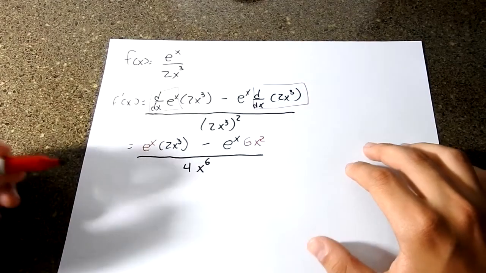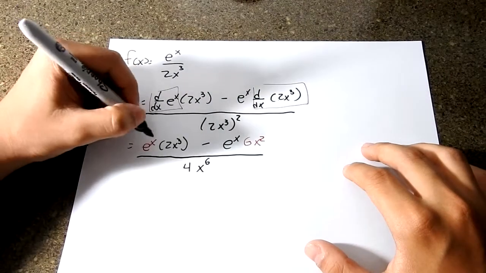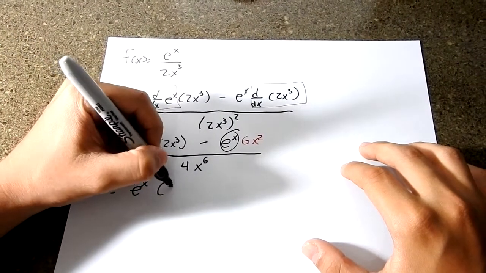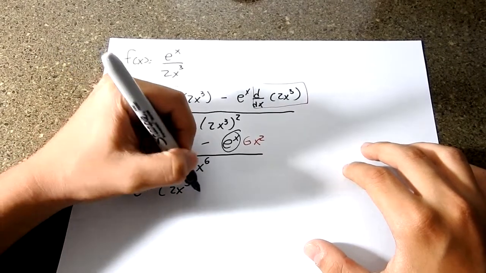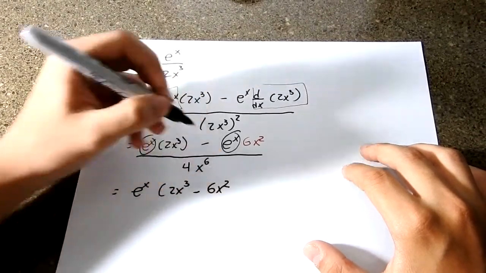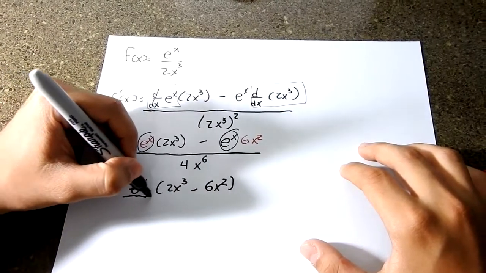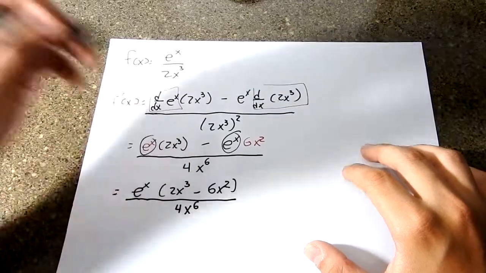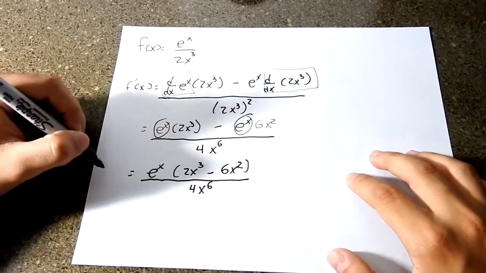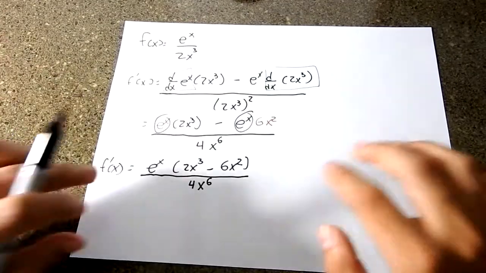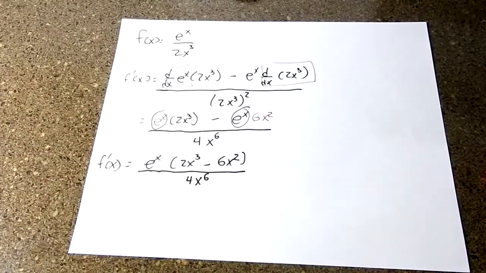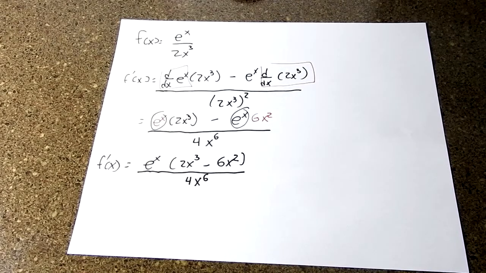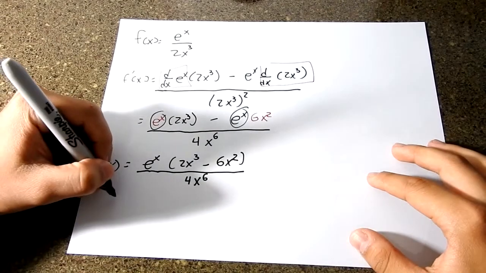Now we can do the following. We have a common factor of e to the x over here. We take out that e to the x and we have 2x to the third minus 6x squared over 4x to the 6th. Now we can leave this as an answer here. This is technically an answer, but if you want full marks, you should try and simplify as much as possible.